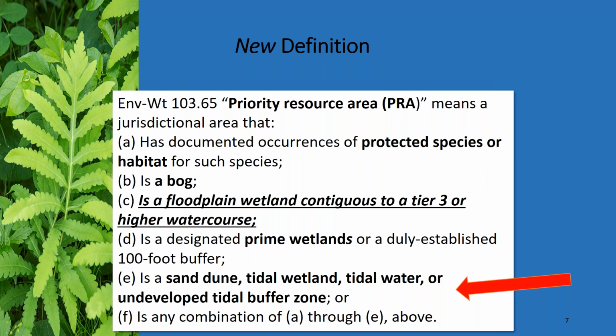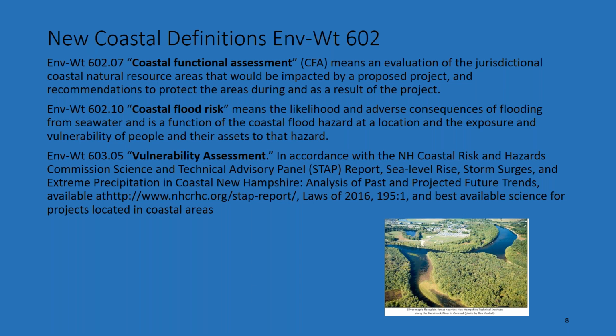Another key threshold definition is priority resource area, or PRA. This definition groups existing rules, major resource areas such as protected species or habitats, and coastal resource areas. Our new resource is added through the new rules: floodplain wetlands contiguous to a Tier 3 or higher watercourse. These 3 definitions are integral to the department's decisions for projects and tidal resources. Stephanie Giolongo will be reviewing the vulnerability assessment following a break after my presentation, and Mark West, West Environmental, will delve into the CFA after Stephanie.